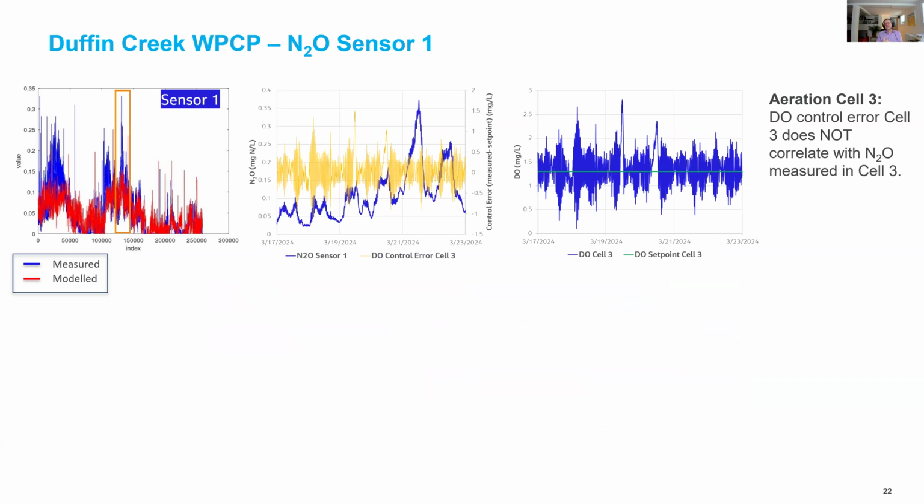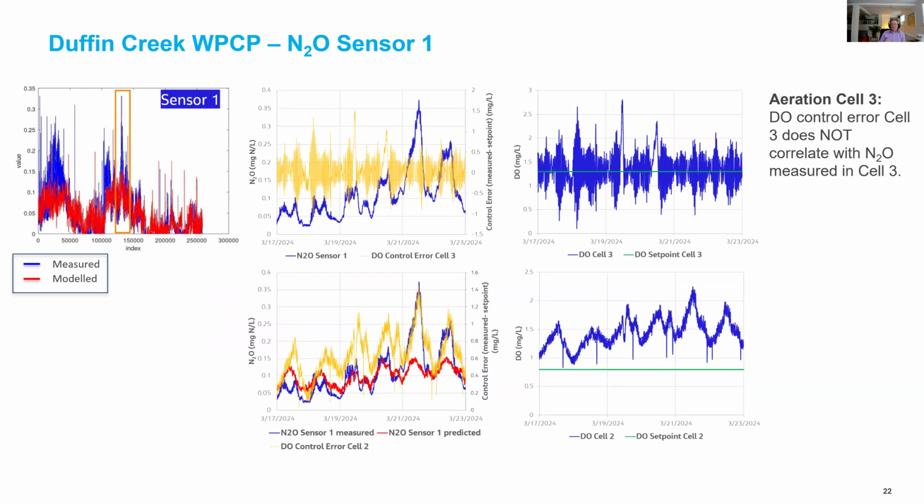So that's the DO control error in cell 3, where the N2O sensor was located. And you see, shoot, that correlation is gone, right? There is nothing. But if you look at cell 2, the aeration zone right in front, which could have an impact on N2O, you see that the correlation is back, and actually the peaks are showing a higher correlation.